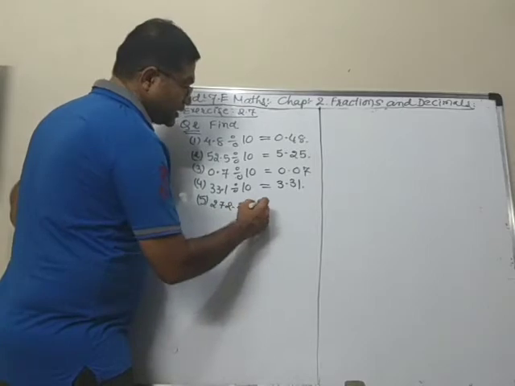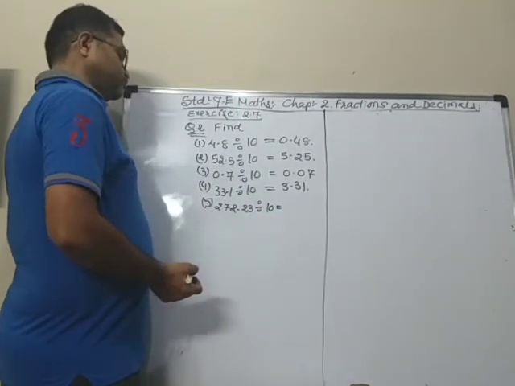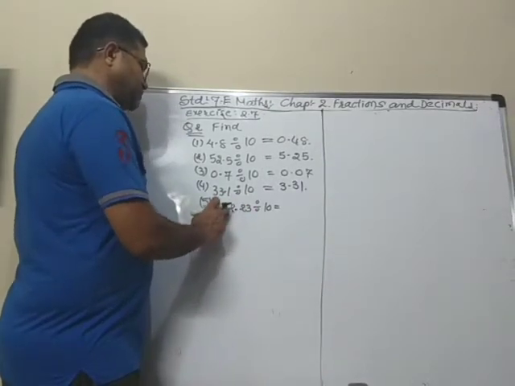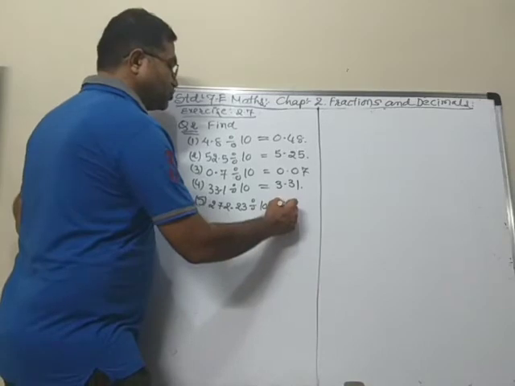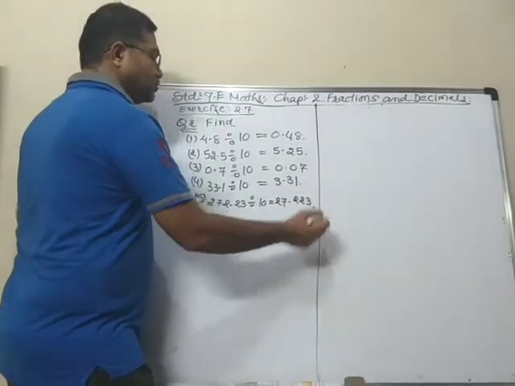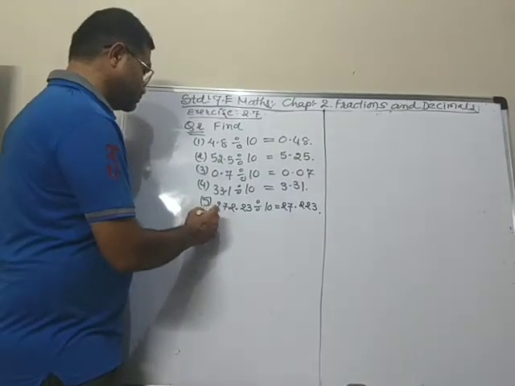Number 5, 272.23 divide by 10. So here the point will move one place to the left side. So it will be after 7. So 27.223.